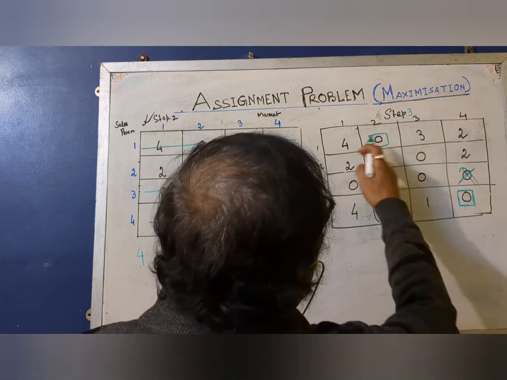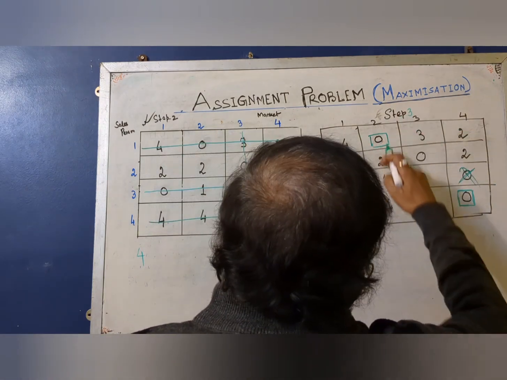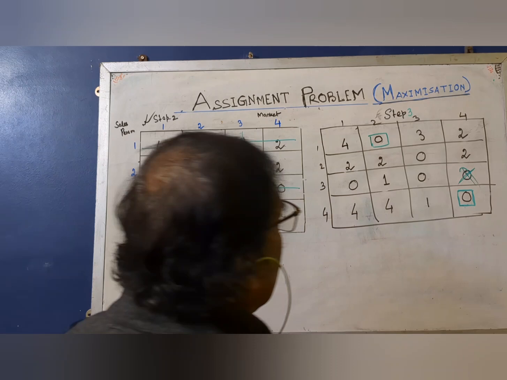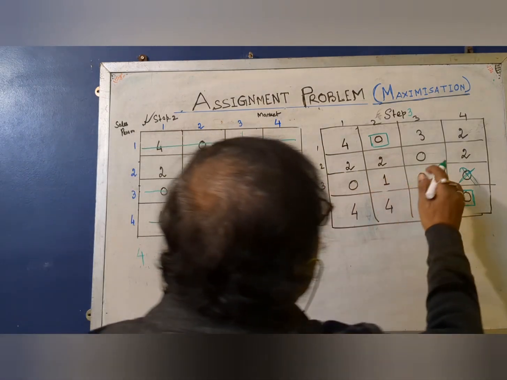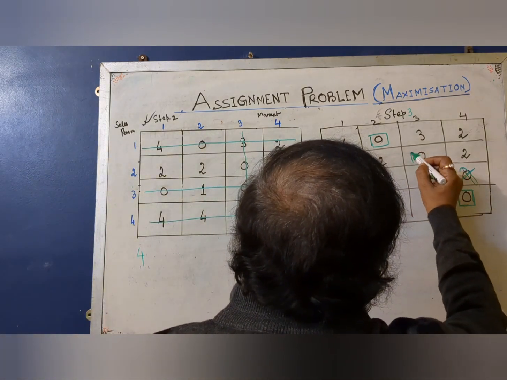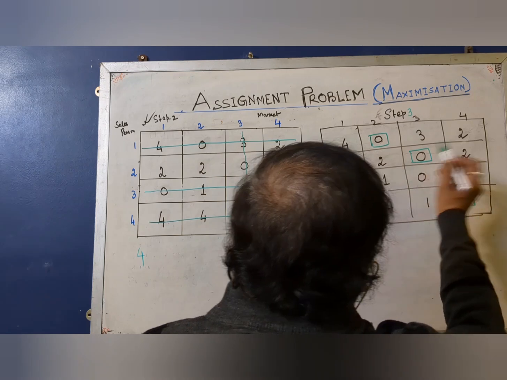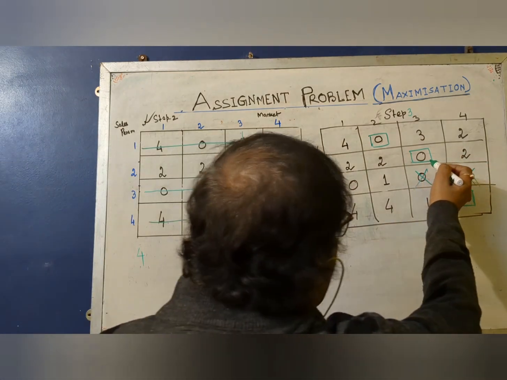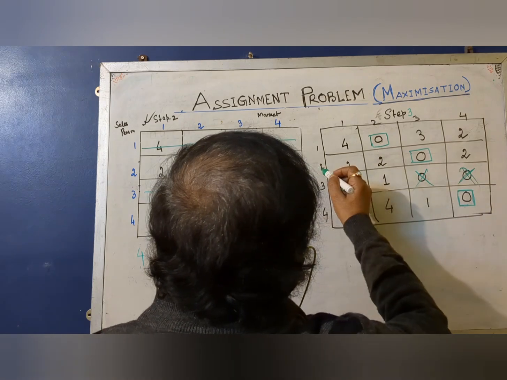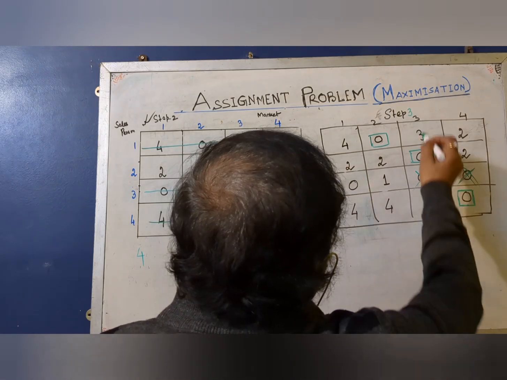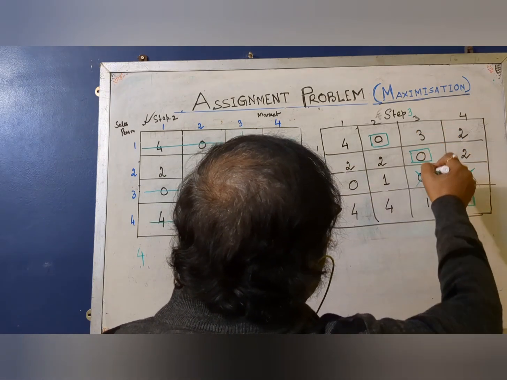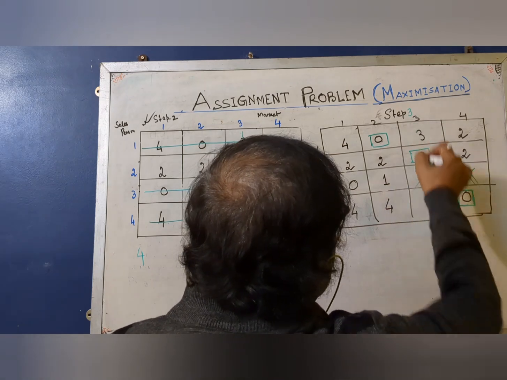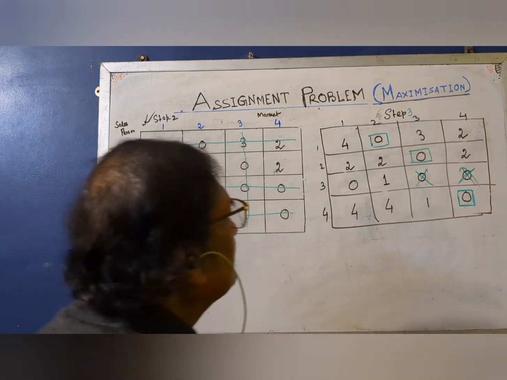But here is no 0 horizontally or vertically. That's why I am not doing any cross. Third row is also 1 0. That's why you have to block it. But you cannot put any allocation here, as already you have given the allocation here. That means with salesperson 2, 3 job is allocated. You cannot allocate any other person with this job. That's why I have crossed it.